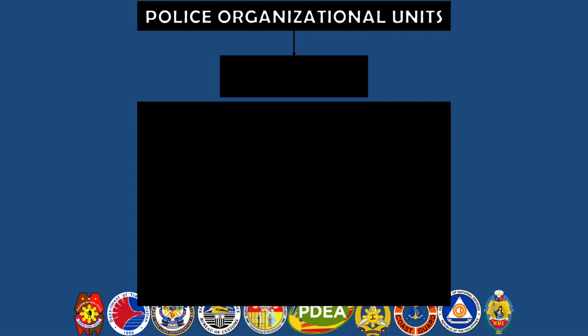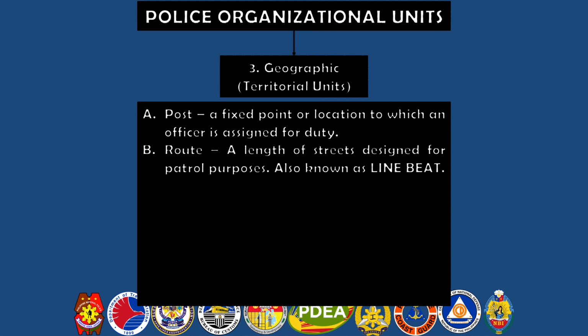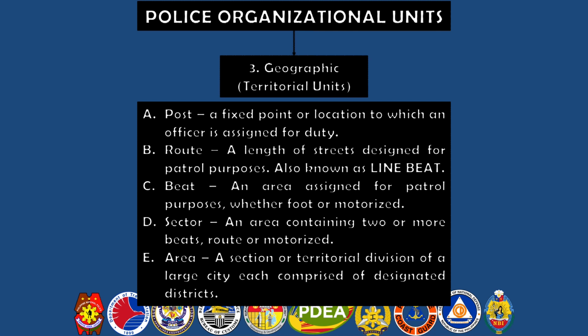The third police organizational unit will be the geographic or territorial units. So, nahahati yan sa post, route, beat, sector, and area. When we say post, this is a fixed point or location to which an officer is assigned for duty, while route is a length of streets designated for patrol purposes. This is also known as line beat. For beat, it is an area assigned for patrol purposes, so it may use foot patrol or motorized patrol.